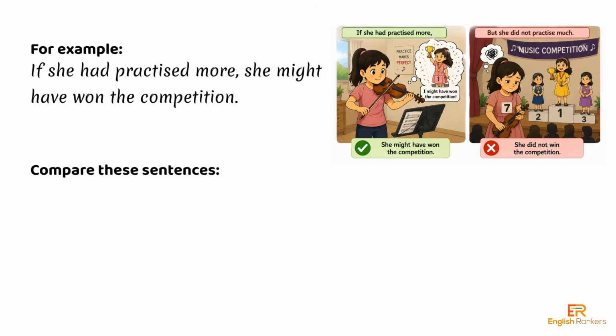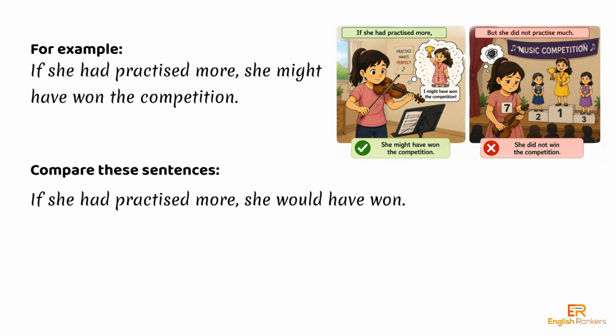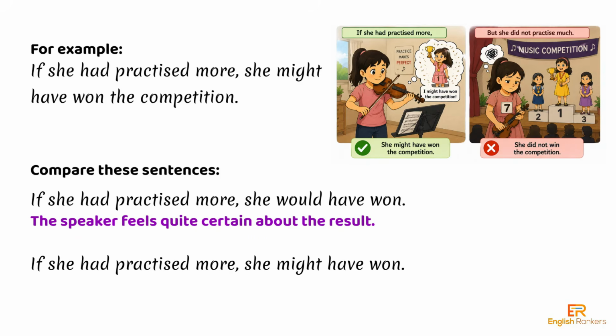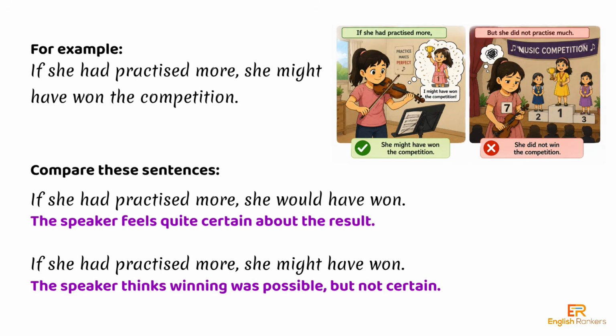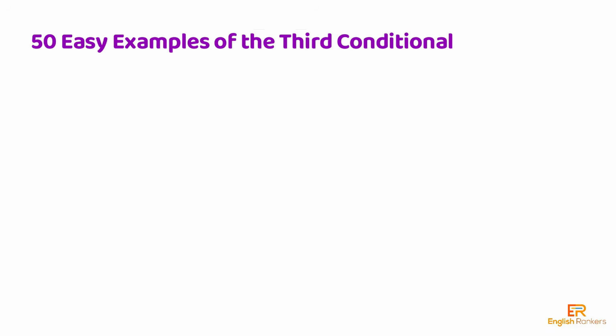Compare these sentences. If she'd practiced more, she would have won. The speaker feels quite certain about the result. If she'd practiced more, she might have won. The speaker thinks winning was possible, but not certain. 50 easy examples of the third conditional. Let us now study 50 examples.